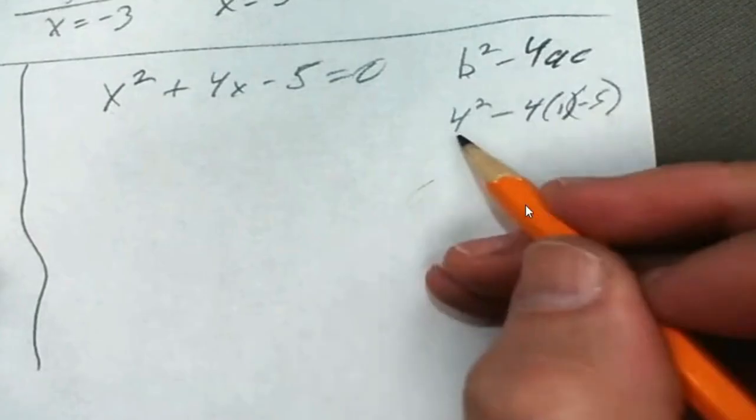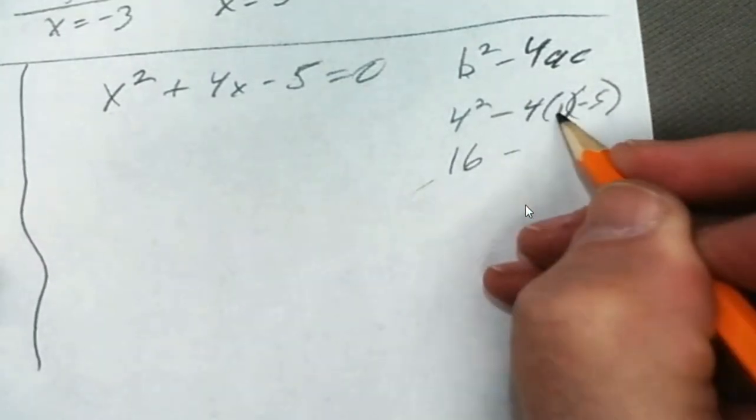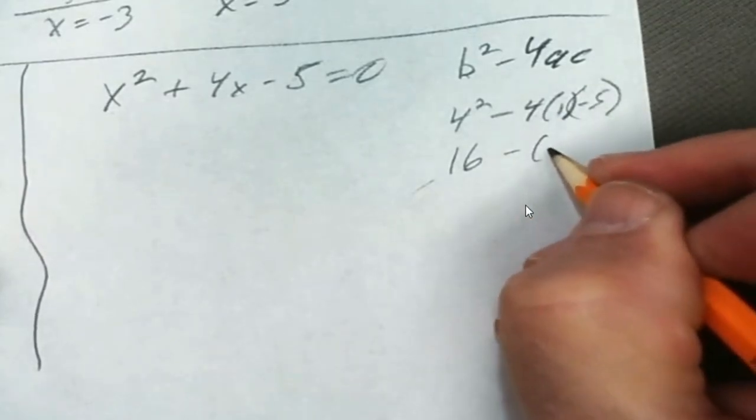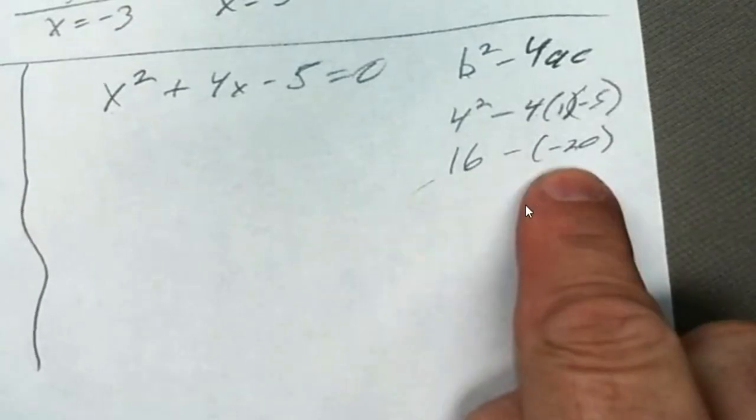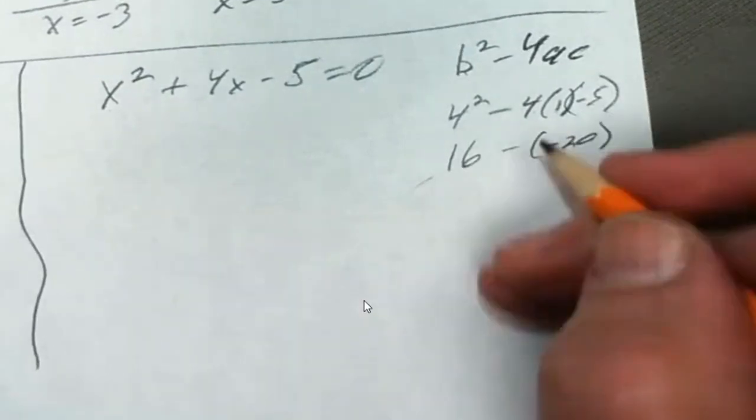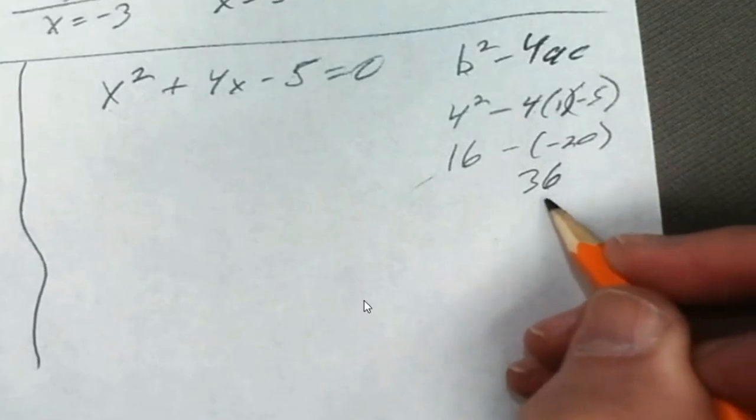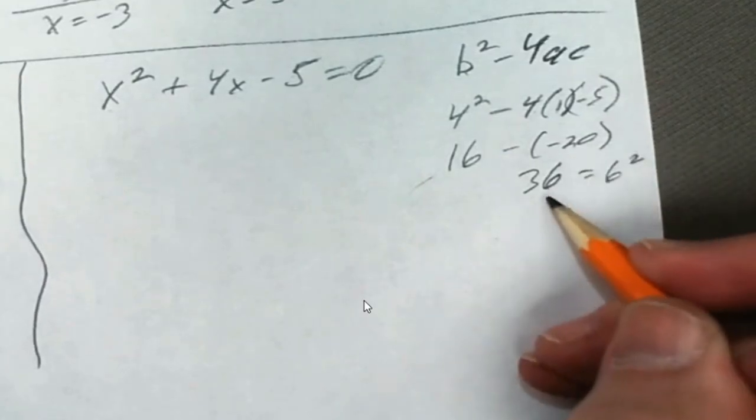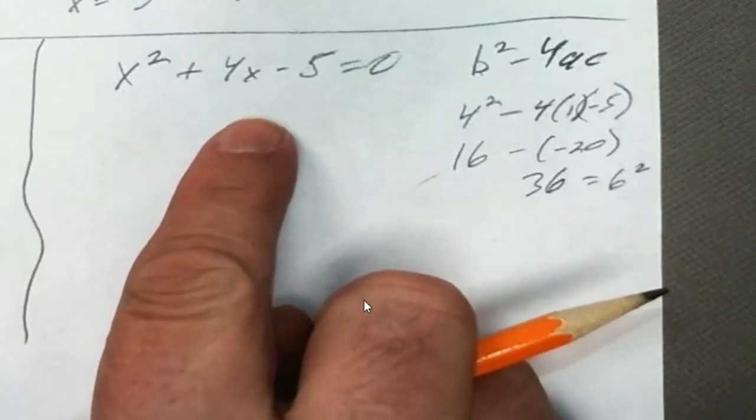So 4 squared is 16 minus 4 times 1, which is 4. 4 times -5, we get -20. So 16 minus -20. Well, if we subtract the negative, that means we add 16 plus 20. 36 is a perfect square, right? It's the same thing as 6 squared. So this tells us this is factorable. There will be 2 rational real solutions.